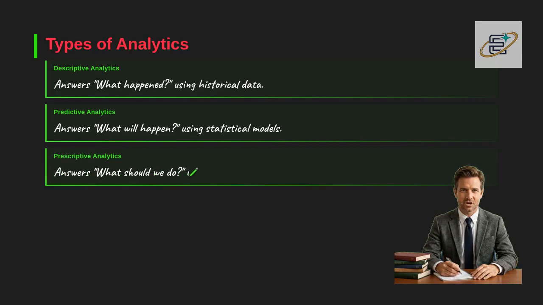Finally, the most advanced stage is prescriptive analytics. This answers the question, what should we do about it? It uses complex algorithms and optimization to recommend specific actions. Most companies start with descriptive analytics and slowly build their capabilities toward prescriptive. Understanding this maturity model is crucial for mapping out a long-term data strategy.